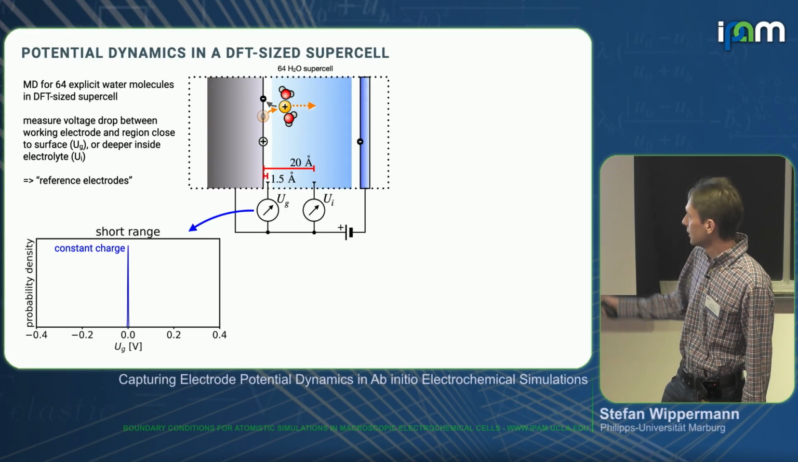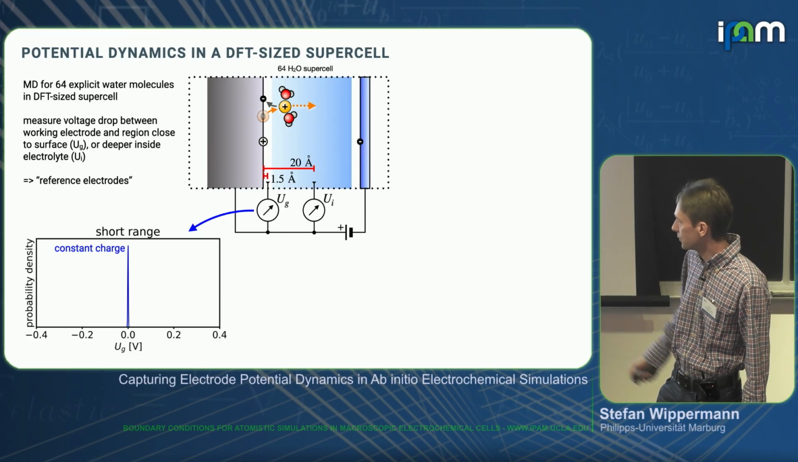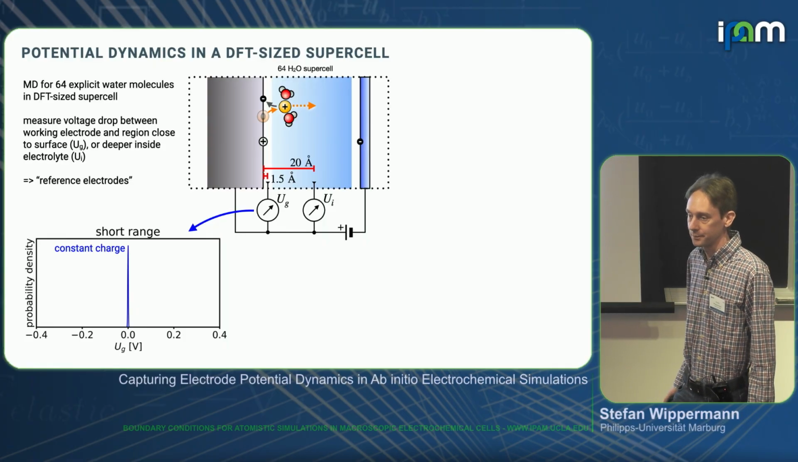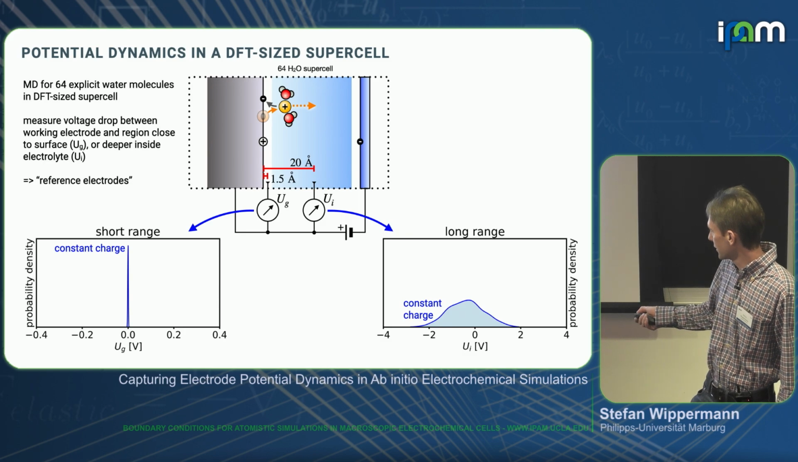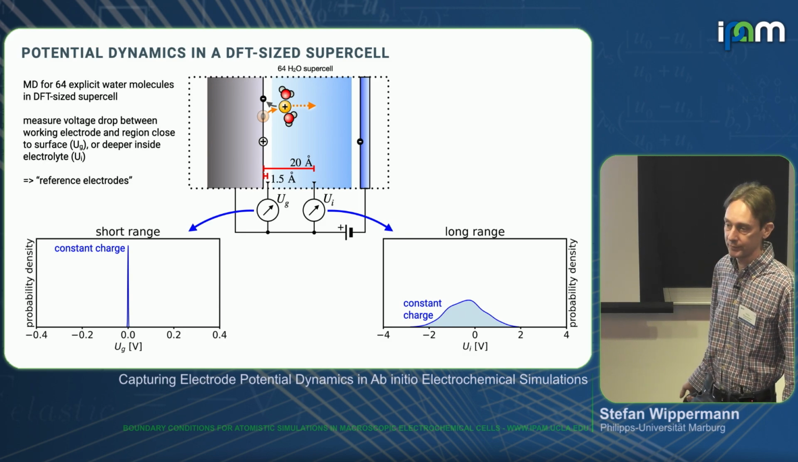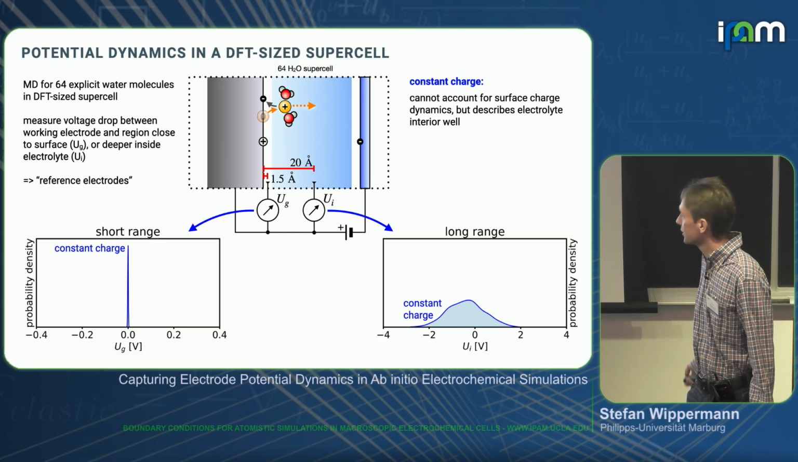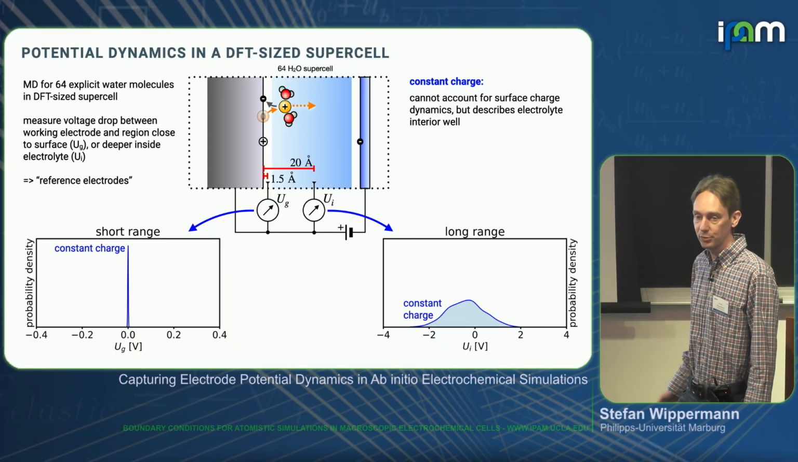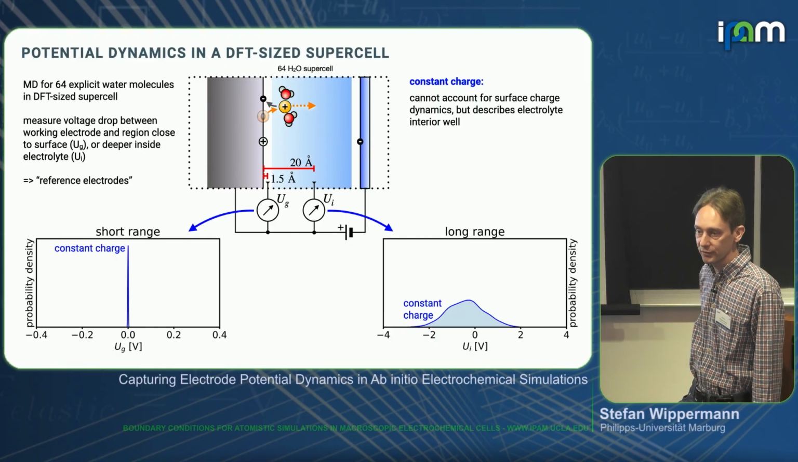At constant charge, for the one that is placed close to the electrode surface, we see essentially just a delta distribution. Sure, at constant charge, there is no field, there is no change in the field. Deeper into the electrolyte, now we have the thermal motion of all the dipoles. That gives us a distribution here. It's the thermal motion of the liquid. Constant charge cannot account for surface charge dynamics, but it does describe this part in the interior pretty well. But you cannot account for the dynamics of the surface charge if you have any kinds of reactions.